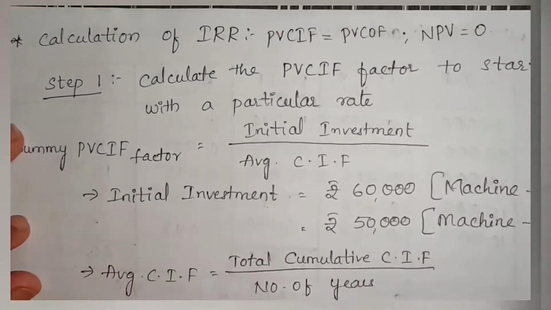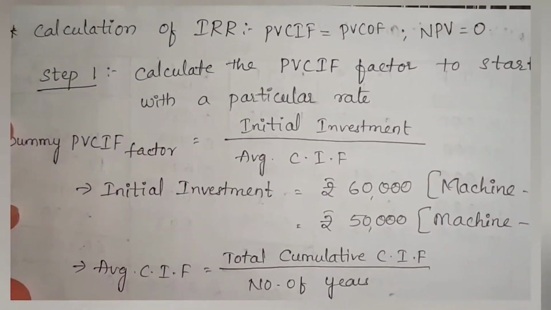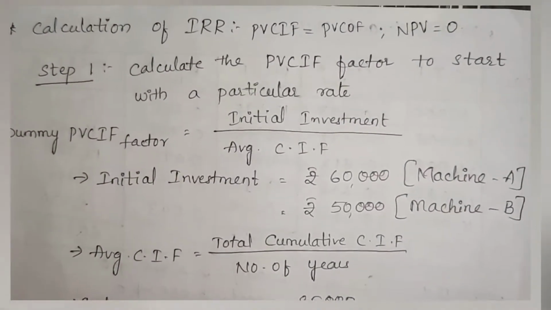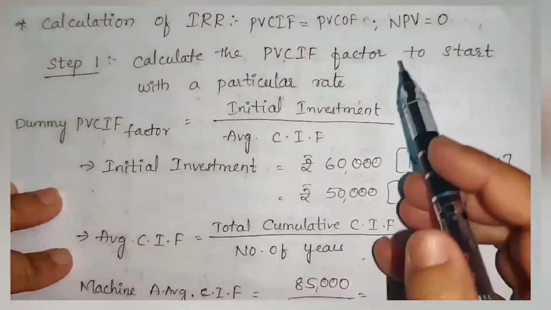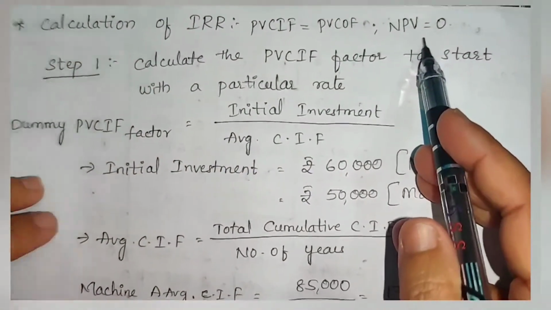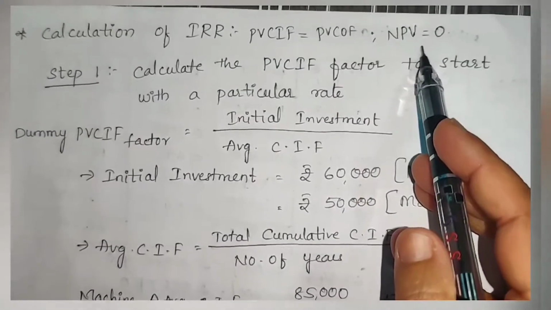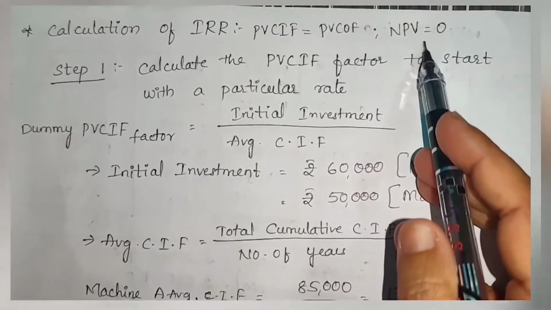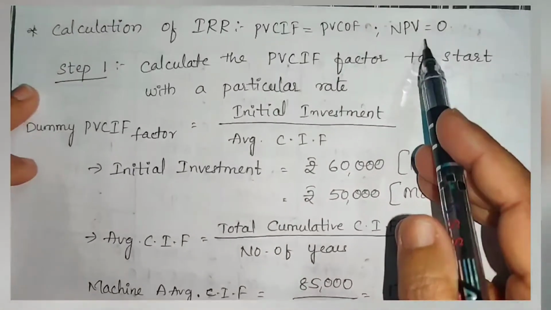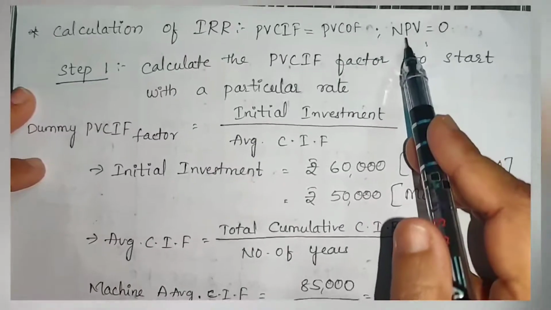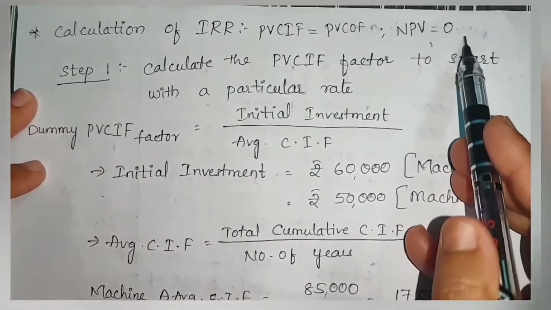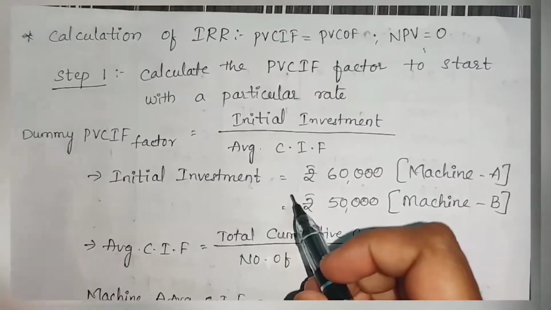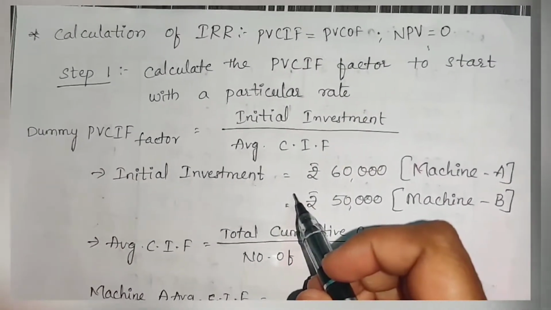One interesting factor you are supposed to note here is that in all discounted factor techniques, whatever may be the technique, we are trying to calculate the NPV. In net present value we have calculated purely NPV, and in IRR also we are calculating NPV, and it should be equal to 0. As it is a trial and error method, there is no shortcut or straight method for this.